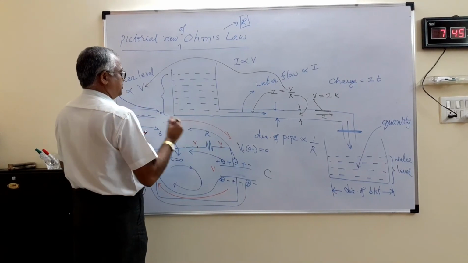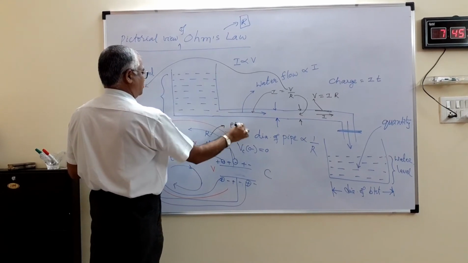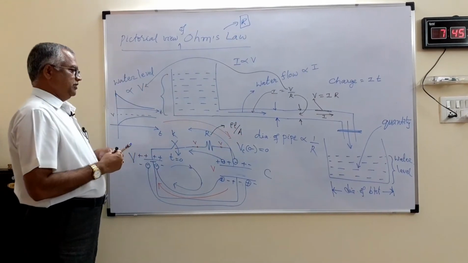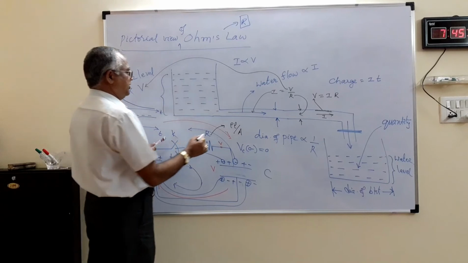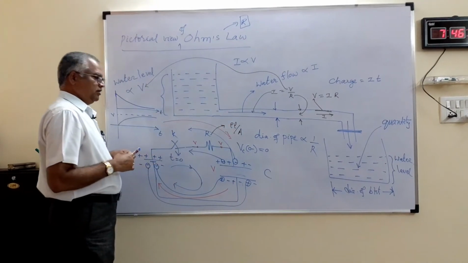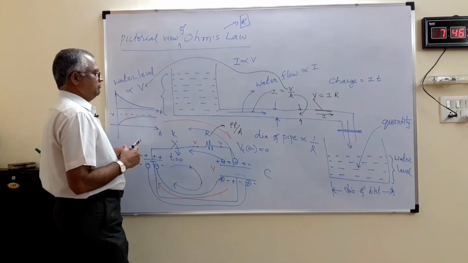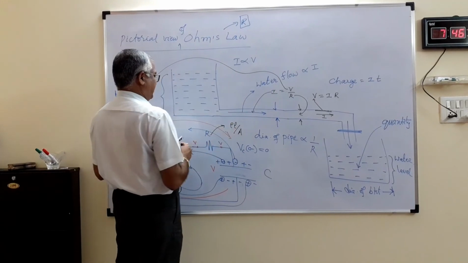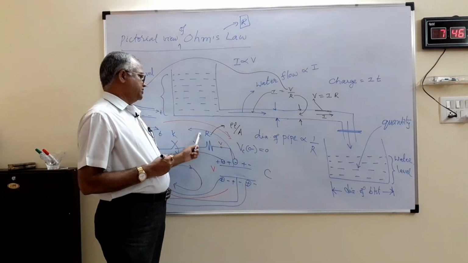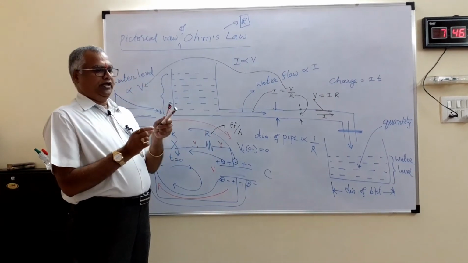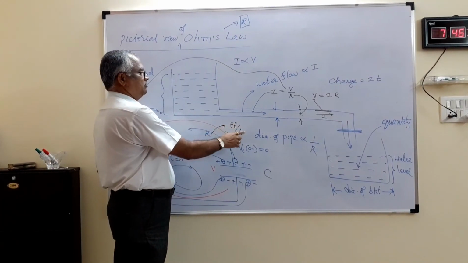Then this resistor R value depends on rho L by A. You all know that A is the cross sectional area of any wire, L is the length of the wire, and rho is the resistivity. This resistivity depends on the material. Material can be copper, aluminum and so on. Different materials have different properties, so that is indicated with resistivity. If the length of the wire is more, resistance is more. If the cross sectional area is more, resistance will be less. That's why R value depends on rho L by A.